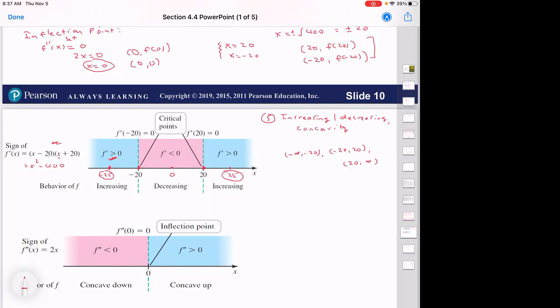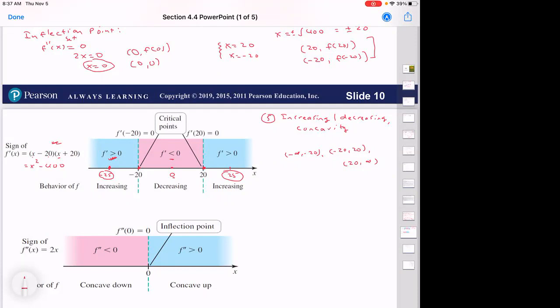Okay, so then -20 to 20. Plug in 0 for x in the derivative. 0 minus 20 is negative, 0 plus 20 is positive. Negative times positive, we get negative. That means the function is decreasing on the interval from -20 to 20.